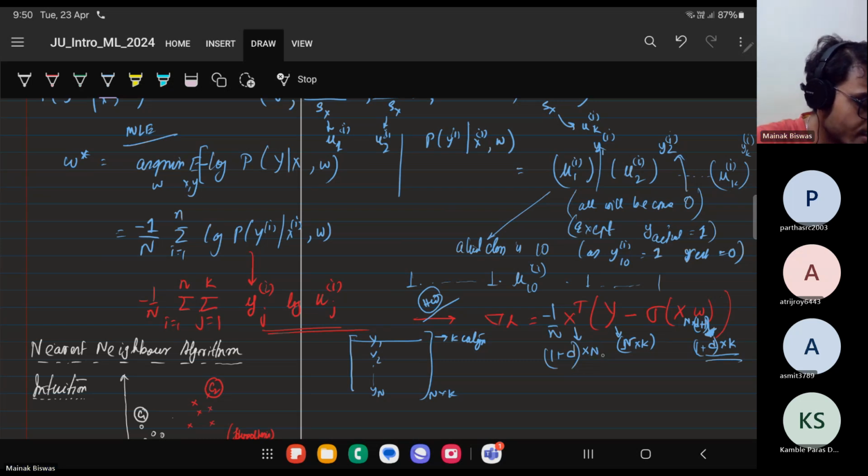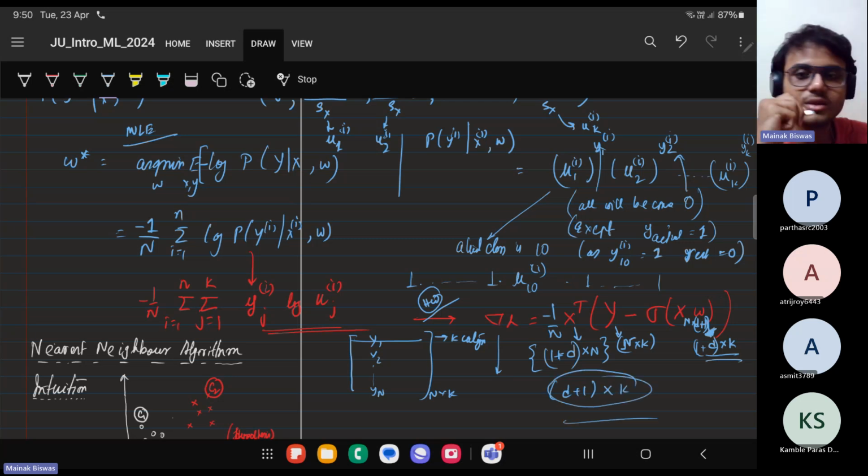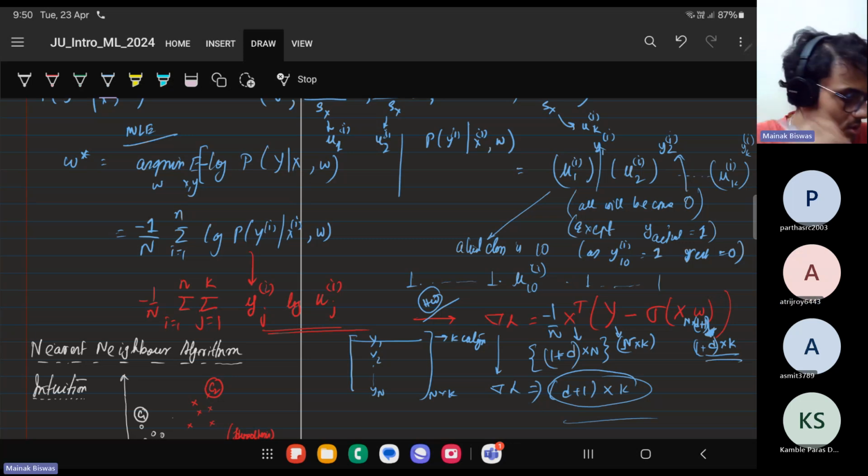So you will get the derivative for d plus 1. This is equal to, and you will have to sum over all the training examples. The dimension is d cross d plus 1 cross k. That's what you want. You have this many weights. The gradient of L will have this dimension. Any questions? Okay.